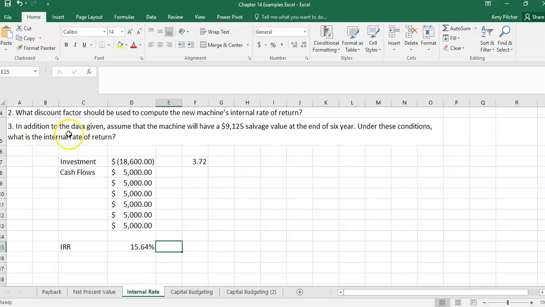Number 3 says, in addition to the data given, assume that the machine will have a $9,125 salvage value at the end of 6 years. Then what is our internal rate of return? So we're going to add that salvage value in year 6, and I need an equals. There we go. And now our internal rate of return is 22%.